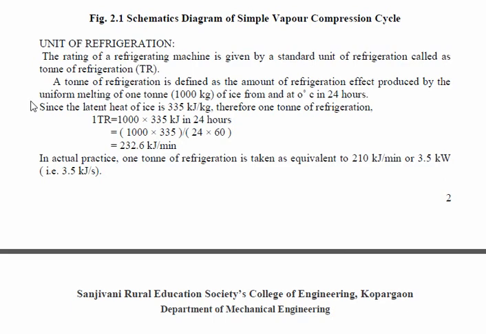So, in simple words, 1 ton of ice from and at 0 degree Celsius will melt in 24 hours. So, this is the conversion. You can see the latent heat of ice is 335 kilojoules per kg. Therefore, 1 ton of refrigeration, that is 1 TR, in 24 hours is 335 kilojoules per kg times 1000 kg. You can see how much heat in kilojoules per minute is lost, 223.6. In actual practice, 1 ton refrigeration is taken as equivalent to 210 kilojoules per minute or 3.5 kilowatts.